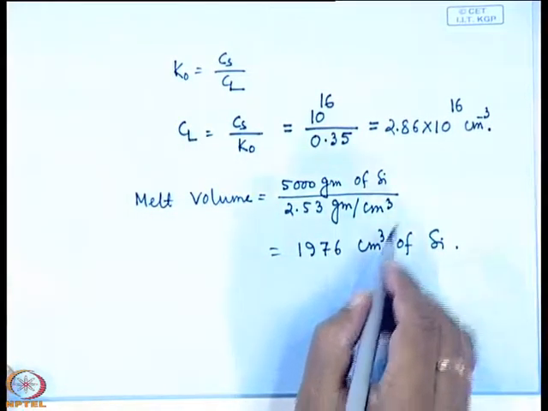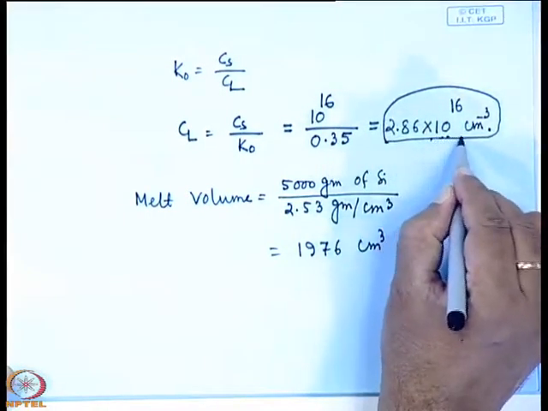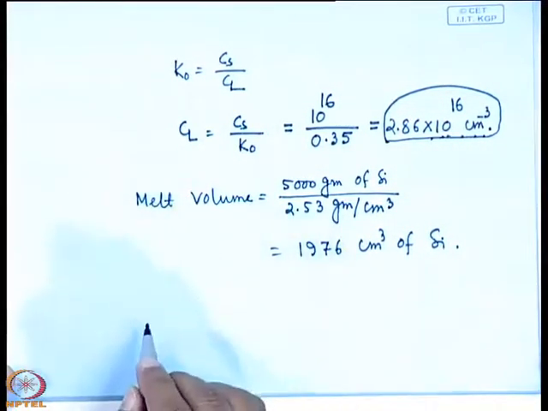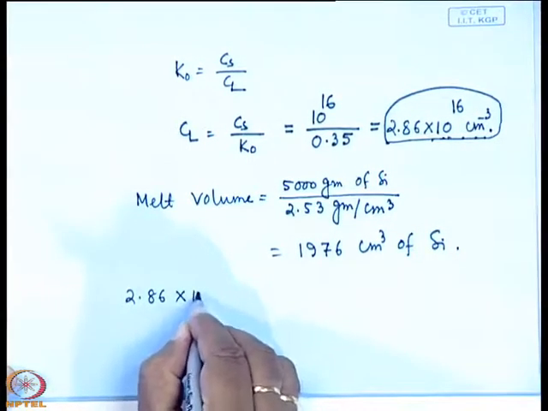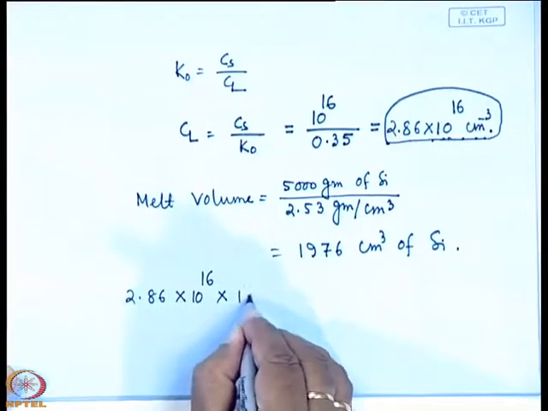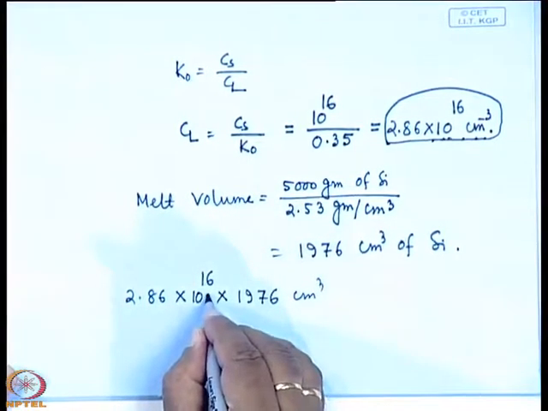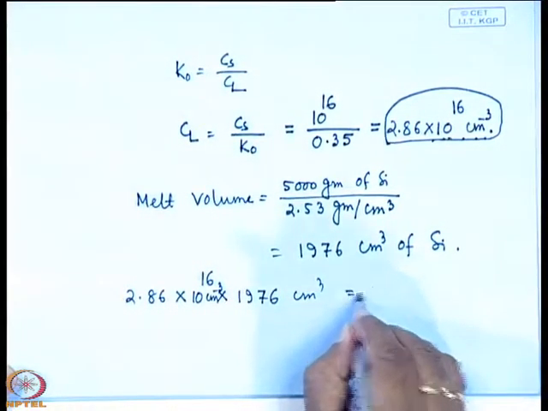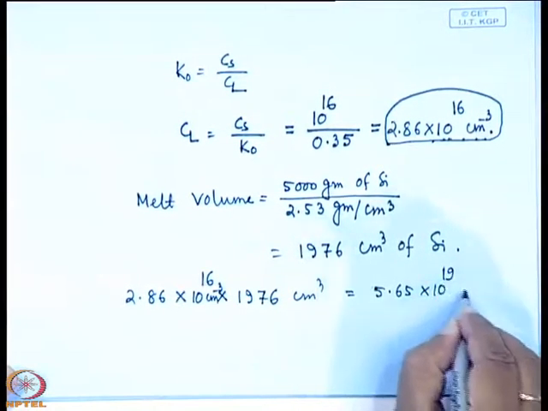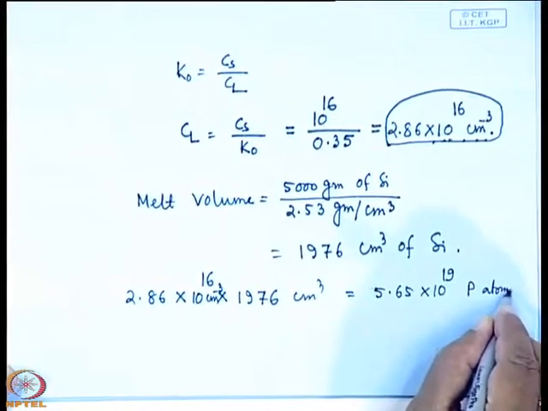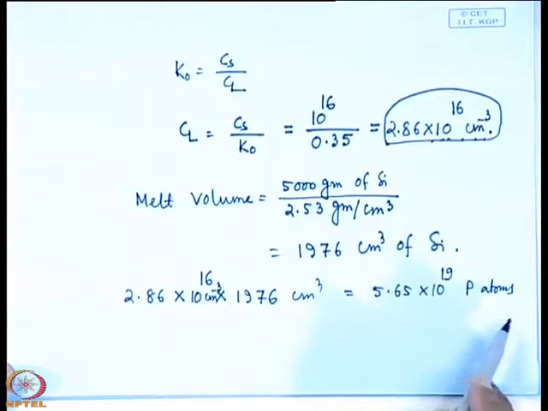And you see that Cl is this per centimeter cube of phosphorus. So, the amount of phosphorus is how much? 2.86 multiplied by 10 to the power 16 into 1976 centimeter cube, it is centimeter cube inverse. So, you will find 5.65 into 10 to the power 19 phosphorus atoms.